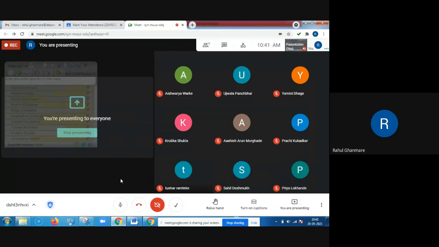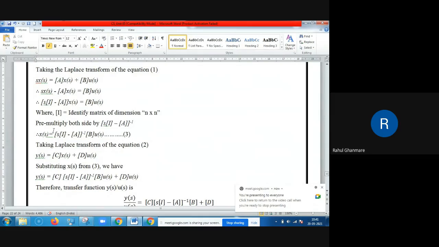Now we pre-multiply on both sides by (sI minus A) whole bracket inverse. When we pre-multiply, this term with power 1 and this with power minus 1 cancel, so we have only X(s). So X(s) is equal to (sI minus A) whole bracket inverse into the B matrix, times U(s). This is one equation.